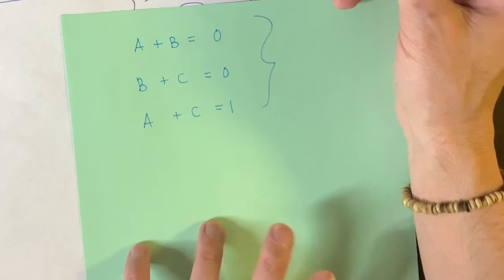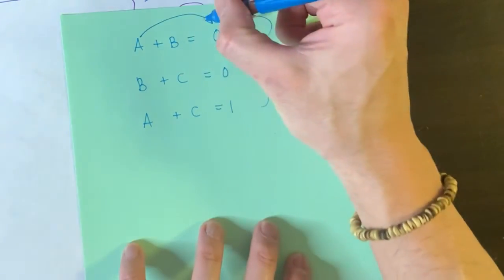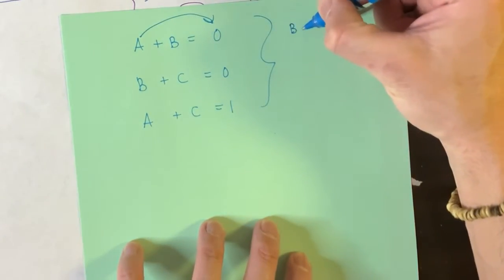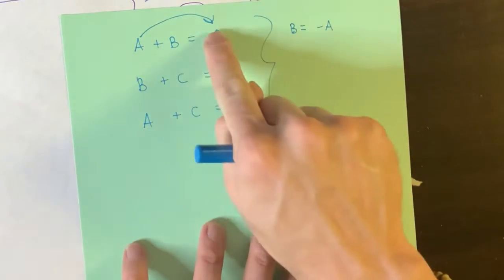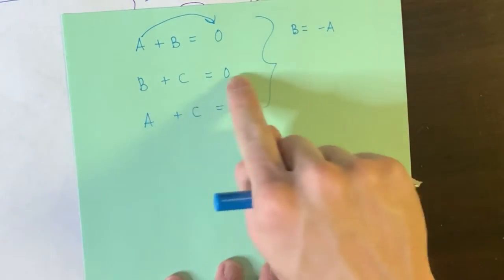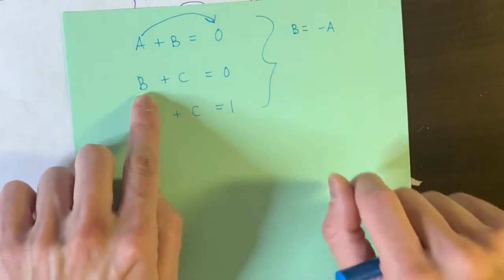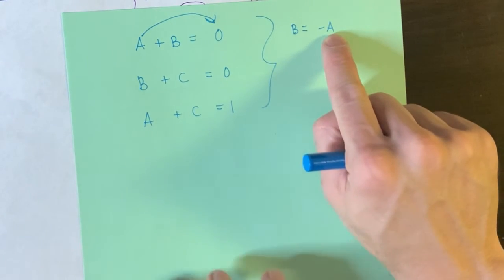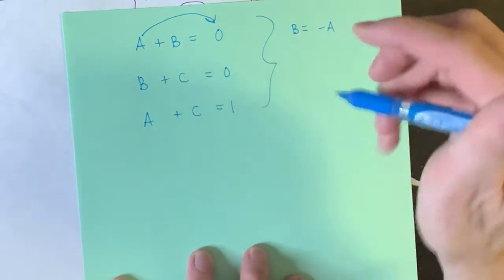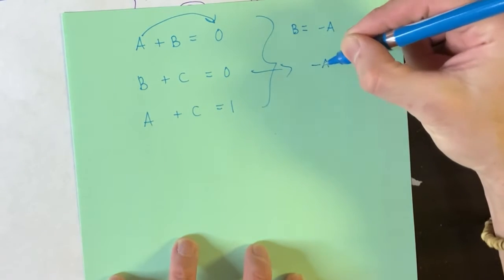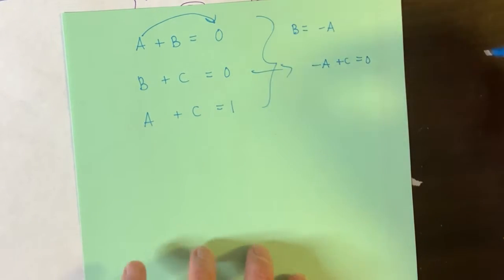Now, why don't we do this? Why don't we move this a to this side? So that would say that b equals negative a, right? If I move that to this side. And then let's write this equation again. But instead of b, we can write negative a. So let me take negative a, which is b, and drop it in right there. That would say that negative a plus c equals 0.